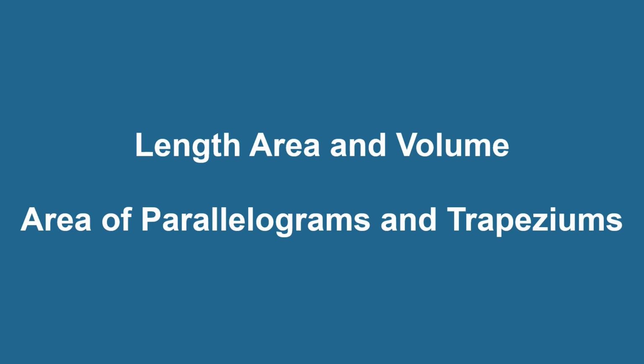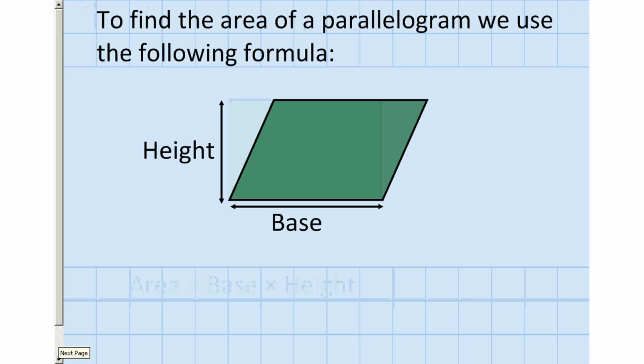Area of parallelograms and trapeziums. Two shapes you may or may not have heard of. The first one we're going to look at is a parallelogram. The way I think of a parallelogram is that it's sort of a rectangle that's been knocked skew. The top's been skewed off, a bit like a deck of cards when you skew it a little bit.